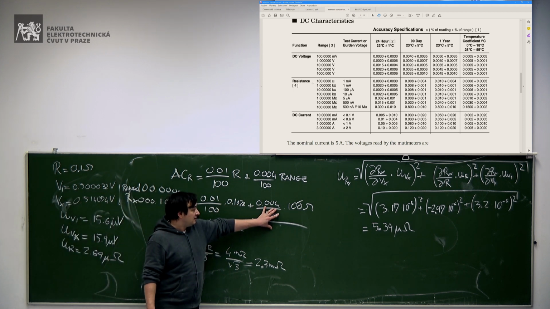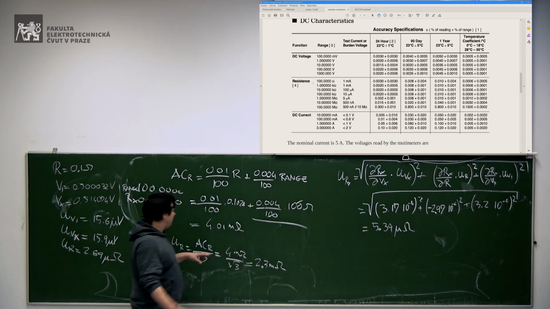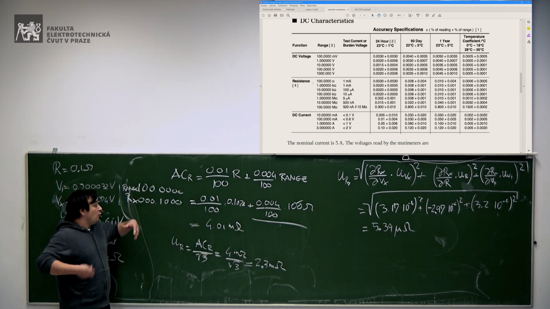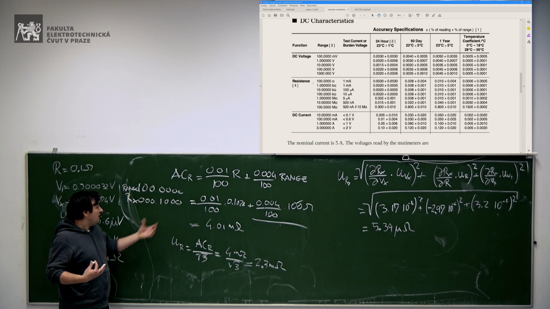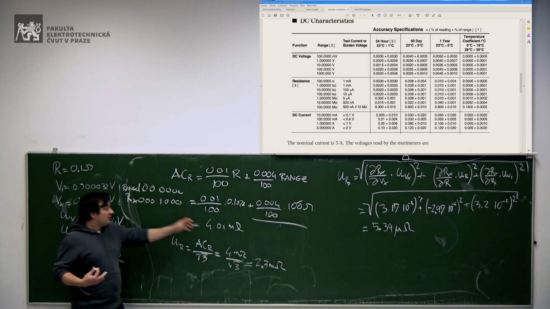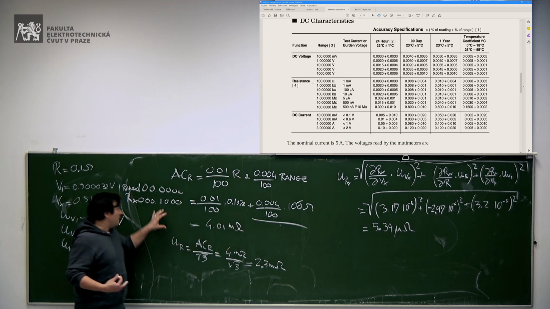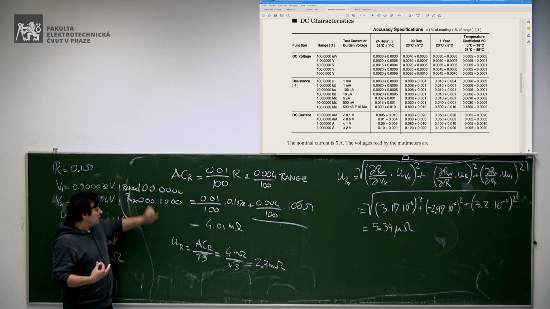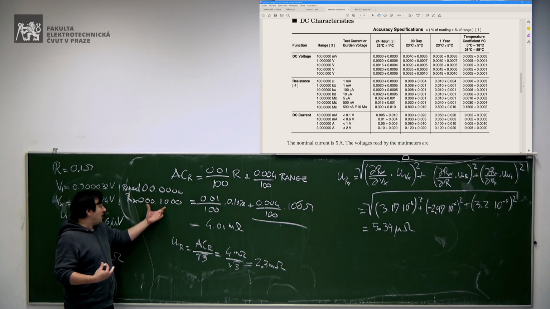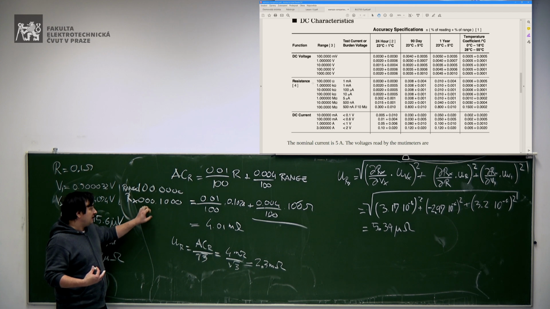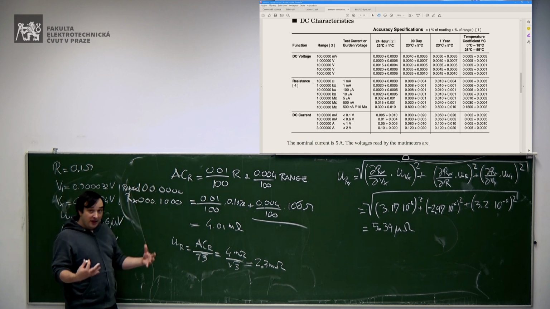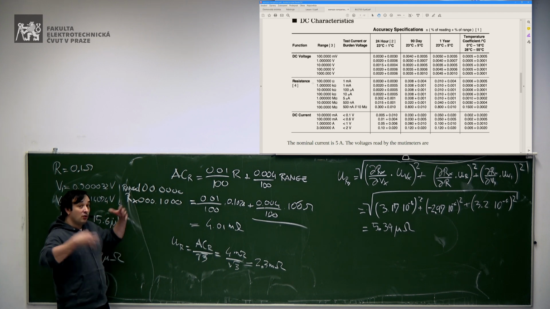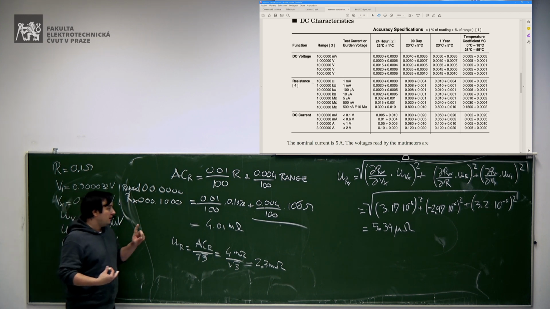This component, which is quite large, and we will see it in a moment, will weigh more if you are measuring something very small, because it's always the same. But if you are measuring something small, it will be larger compared to what you are measuring, okay? That's why you always want to measure at a scale which is as low as possible, to have your measured value as big as possible compared to the range.